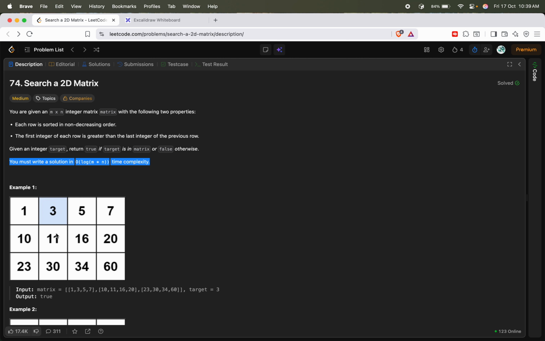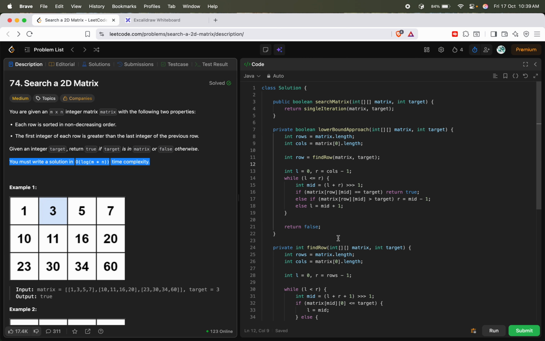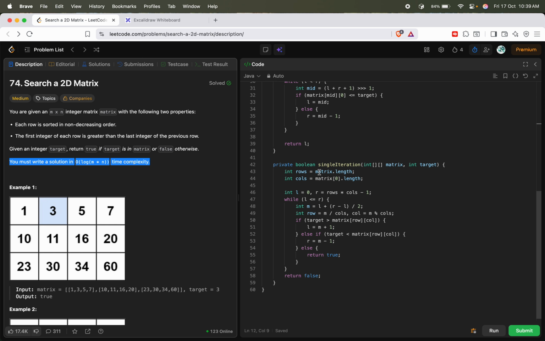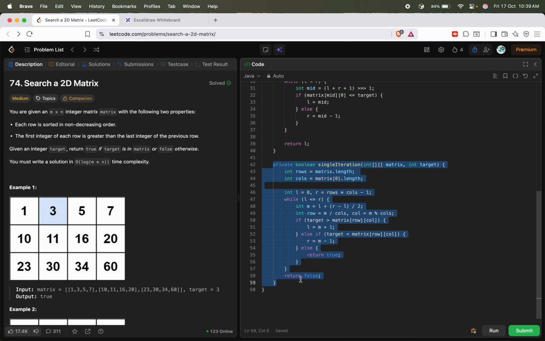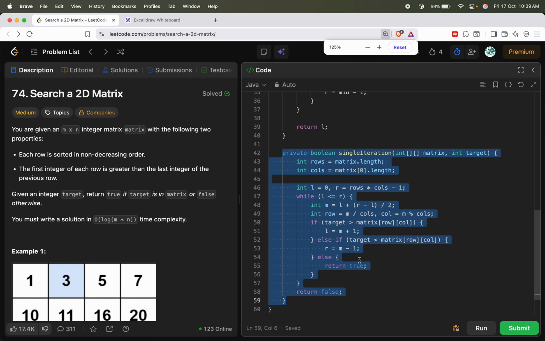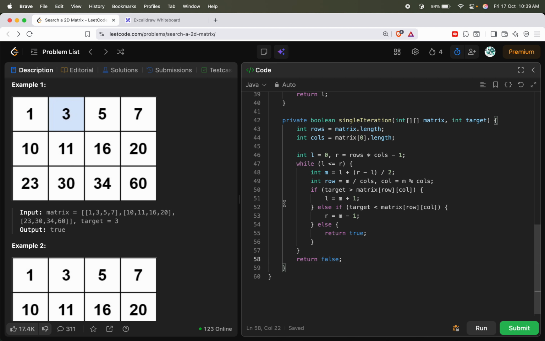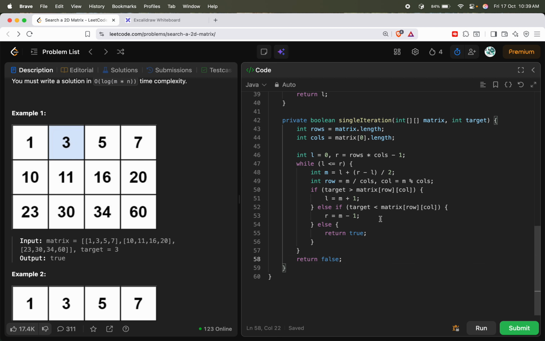Now that you have identified the cell which you want to look at, you can again apply the regular binary search algorithm. If the mid is greater than the target, that means you have to eliminate one half accordingly and look at the other half. So this is what the algorithm would look like, where we are iterating in a single go and then making a decision whether we have identified the target or not.